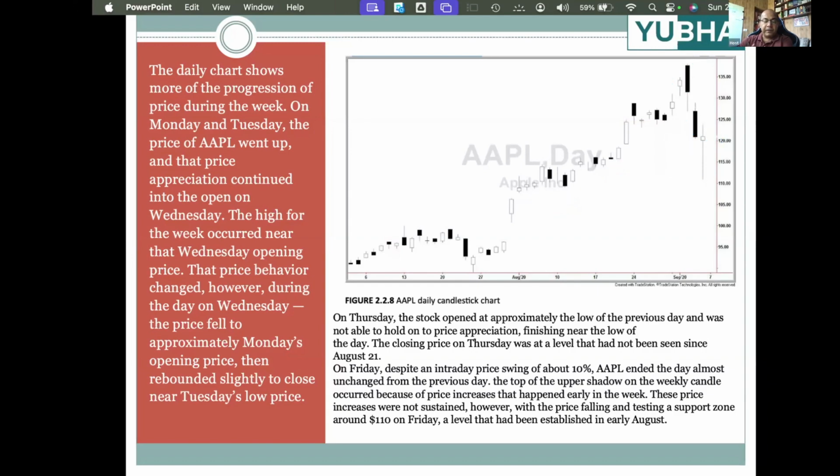So typically, whenever we look at any data points, what we try to do is look at what has happened over the long term, and then bring it down to shorter time frames in terms of our trading. So the daily chart shows the progress of how prices went through the week. On Monday and Tuesday, the prices went up. I don't know which time period they're talking about. And then the price continued upwards on Wednesday.